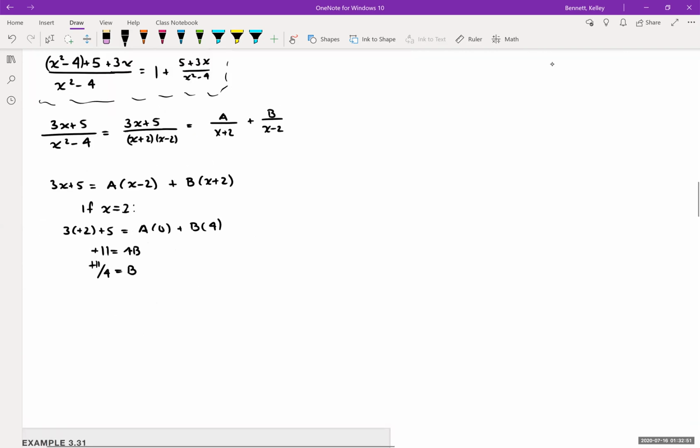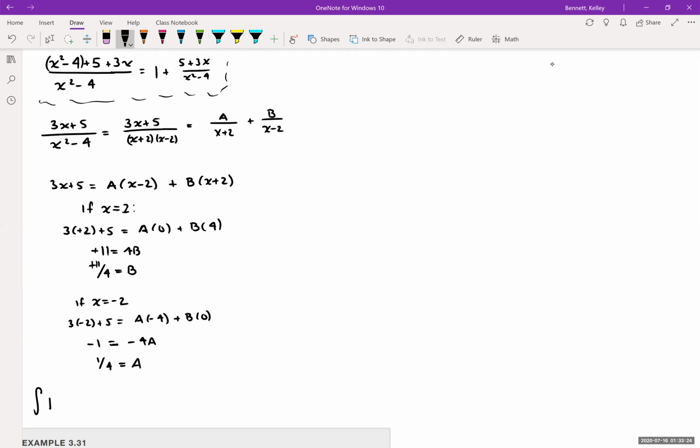The other killer x is negative 2. So if x equals negative 2, then I get 3 times negative 2 plus 5 equals A times negative 4 plus B times 0. So this is negative 1 equals negative 4A. So 1/4 equals A. And so I can just go ahead and integrate.